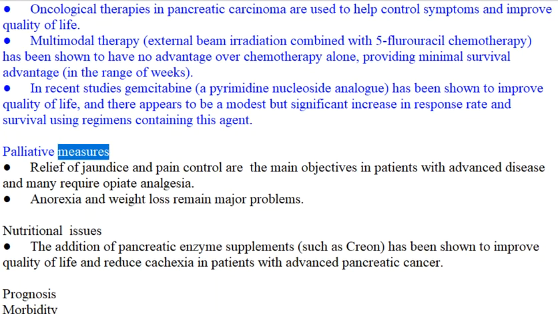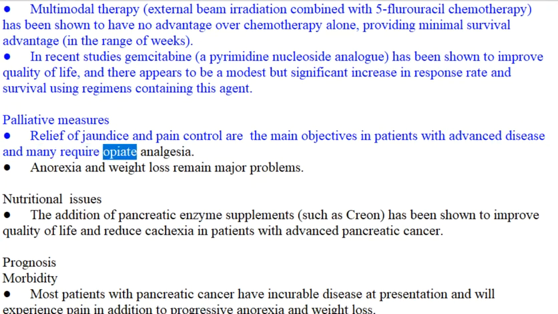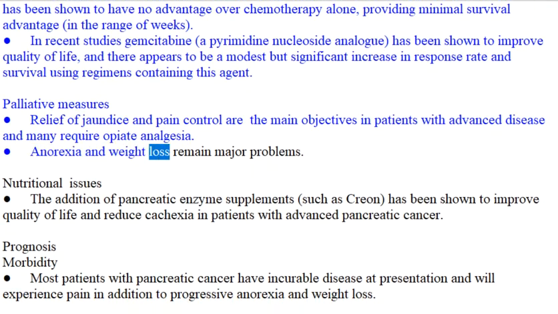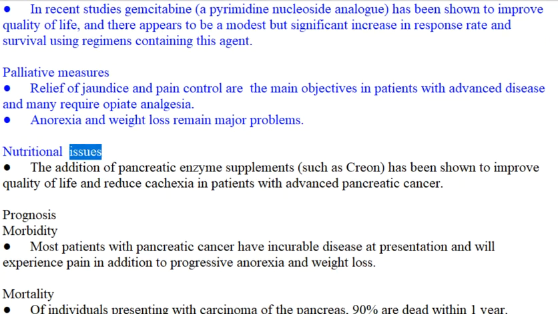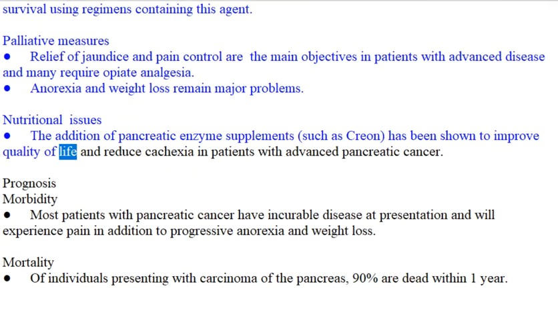Palliative measures. Relief of jaundice and pain control are the main objectives in patients with advanced disease, and many require opiate analgesia. Anorexia and weight loss remain major problems. Nutritional issues. The addition of pancreatic enzyme supplements, such as Creon, has been shown to improve quality of life and reduce cachexia in patients with advanced pancreatic cancer.